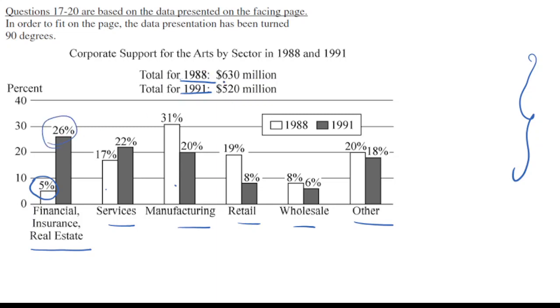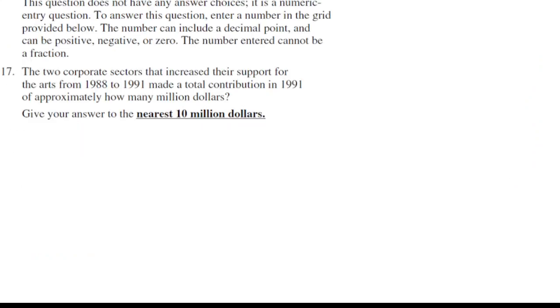Now the total contribution received for arts from all the sectors combined is $630 million, and in 1991 it decreased and is $520 million. Now since we have studied the graph, we can jump towards question 17. Question 17 says that the 2 corporate sectors that increased their support for arts from 1988 to 1991 made a total contribution in 1991 of approximately how many million dollars.